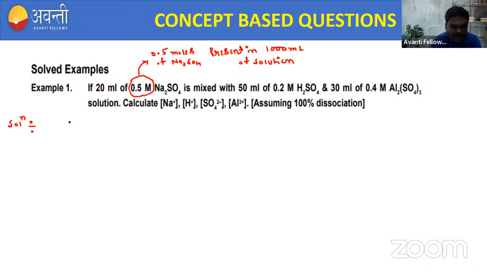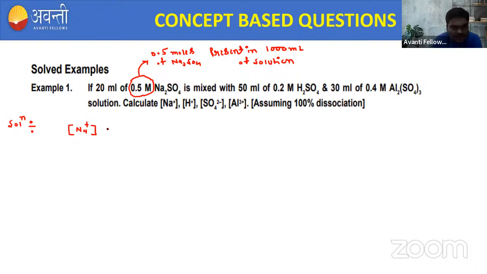Now, how will you find the concentration of this? So we know that for finding the concentration, let's assume I'm finding the concentration of sodium plus. This square bracket always represents concentration, right? So square bracket is always represented as concentration.